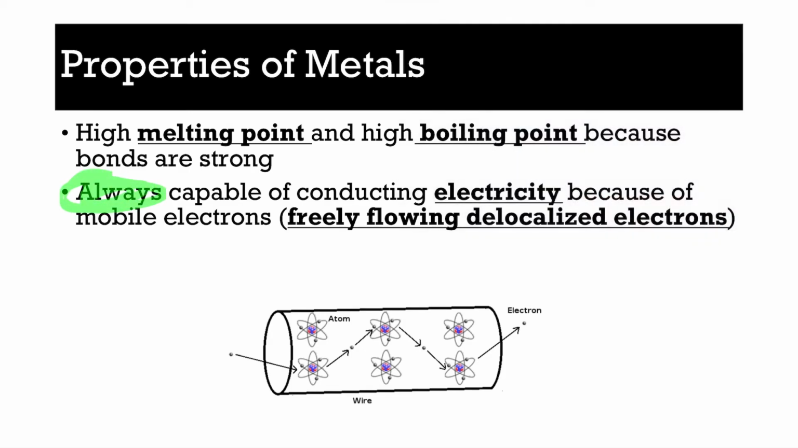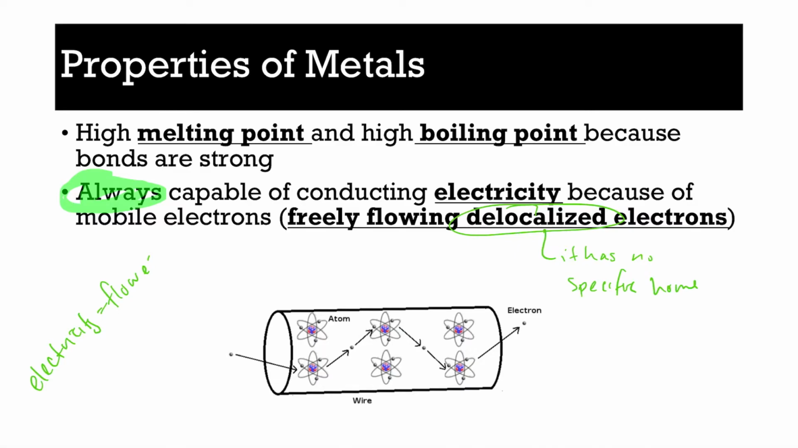Because of these free-floating electrons, and we can call them delocalized, and all this means is that they have no specific home, the electrons could be literally anywhere. So again, we talked about how electricity is the flow of electrons. And if the electrons are always able to move in a metal because of the sea of mobile electrons, metallic bonds are always capable of conducting that electricity.